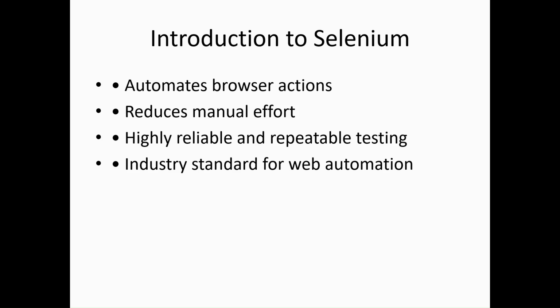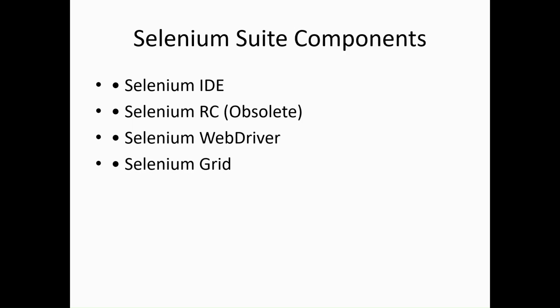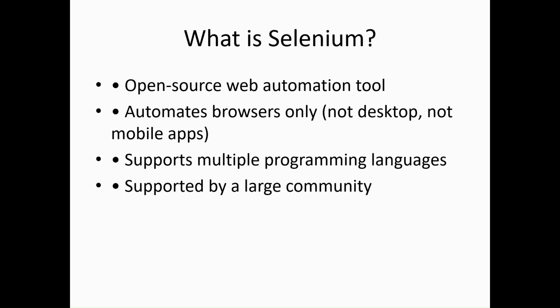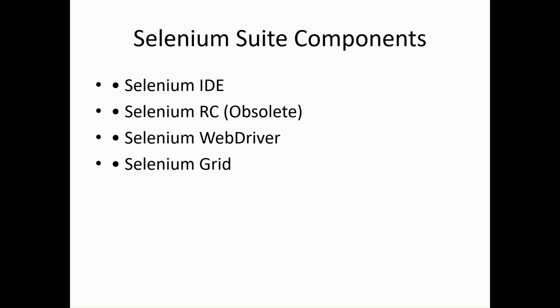Okay. So what is Selenium and where exactly is Selenium being used? Selenium is an open source automation tool used to automate web browsers. And it's not a single tool, but actually a suite of tools. And each tool serves a different purpose. So, let's understand each of those one by one.